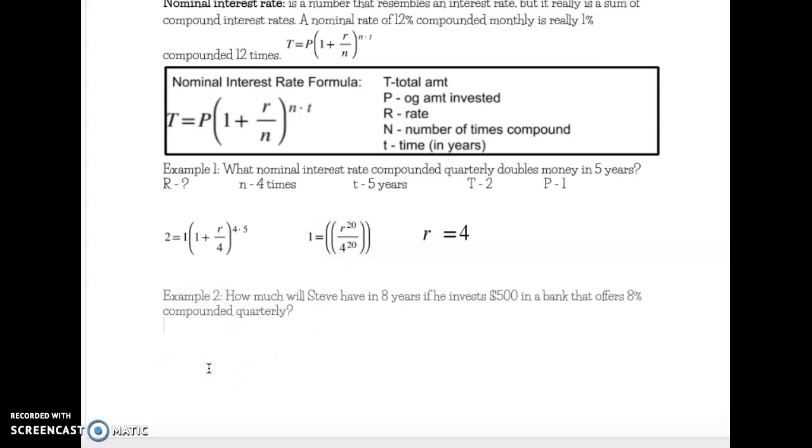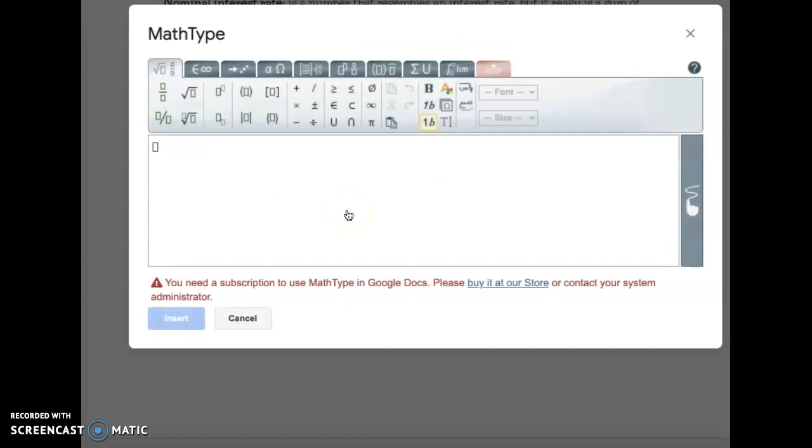So this one says, how much will he have in 8 years? What will his total be if the time is 8 years, his principal amount invested is $500, and the rate that he gets is 8%. Don't forget, we also need to know that it's compounded quarterly, so our n is 4. Let's take all that information now and just plug it into our formula. And then all we have to do is simplify. So, T equals, we started off with $500.